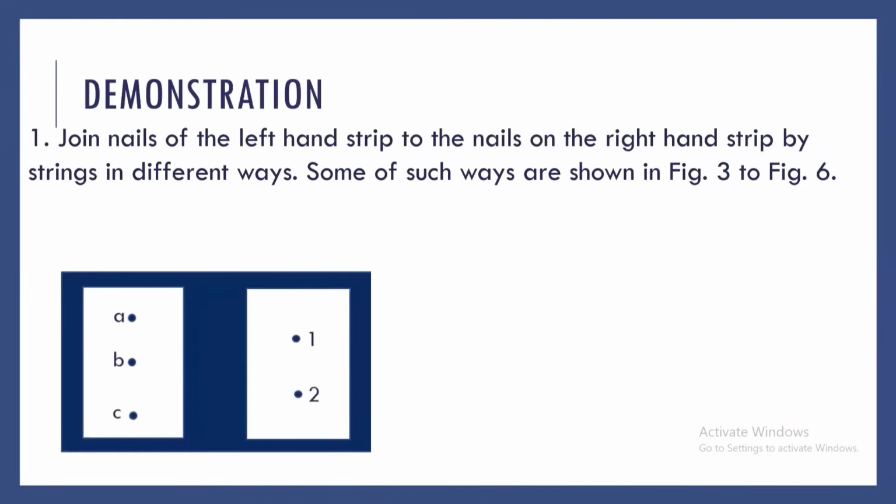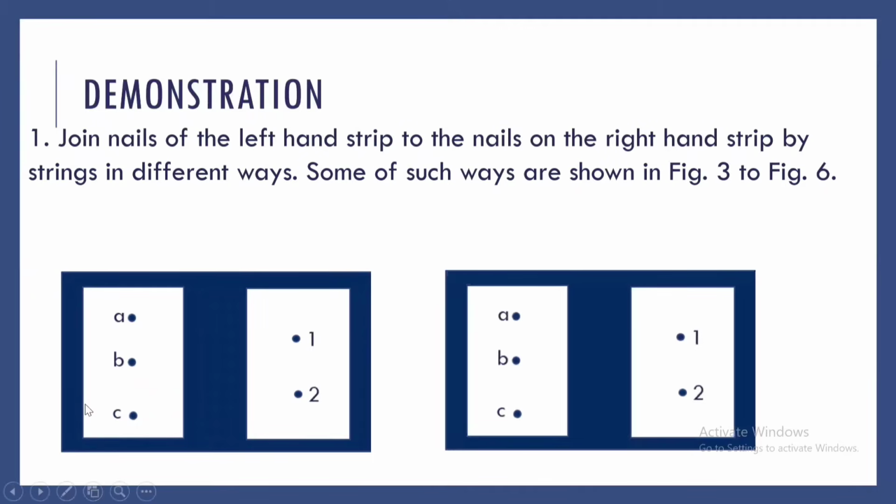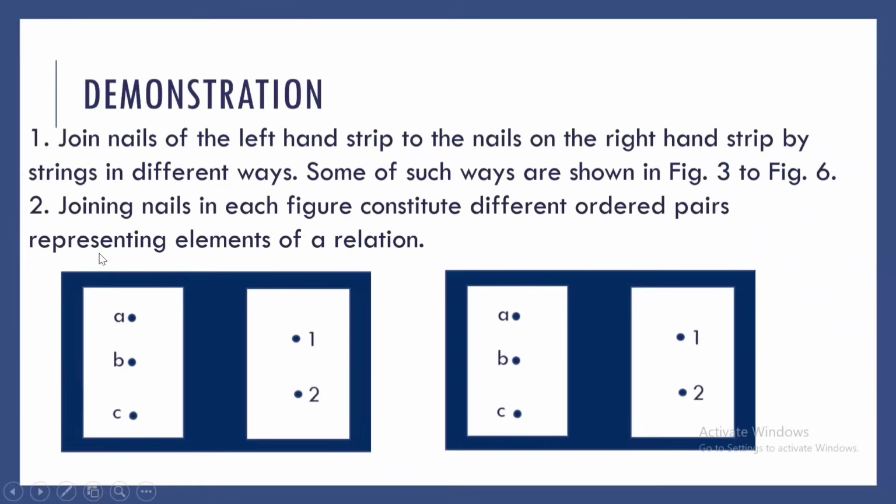This was my first rectangular strip, first sheet, and I try to join them in any way which I want to. This is another one that I have. Joining the nails in each of these figures constitutes different ordered pairs representing elements of a relation. So I join A to 1, I can join A to 2, I can join B to 1, I can join B to 2, I can join C to 1, and I can join C to 2.